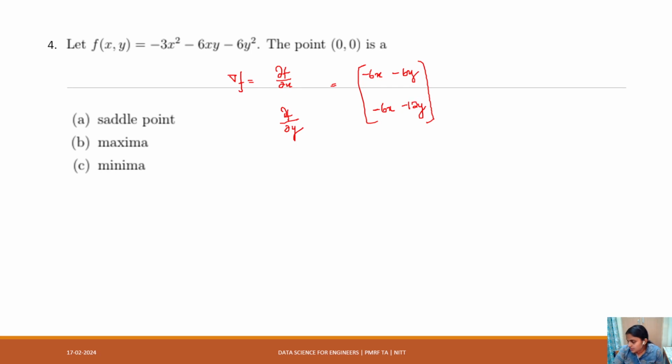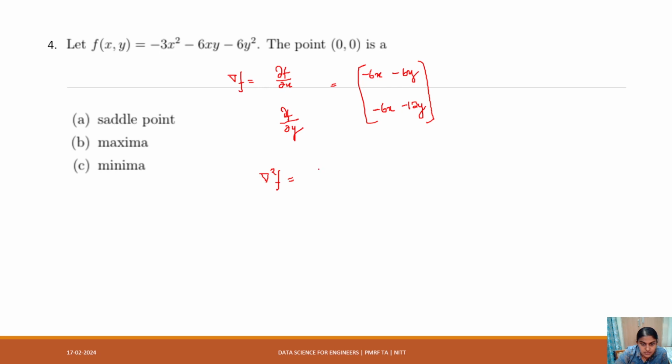You can find the points like that, but it's not needed right now. First we are asked to find out whether the point is a saddle point, maxima or minima. So we'll go with the Hessian matrix.